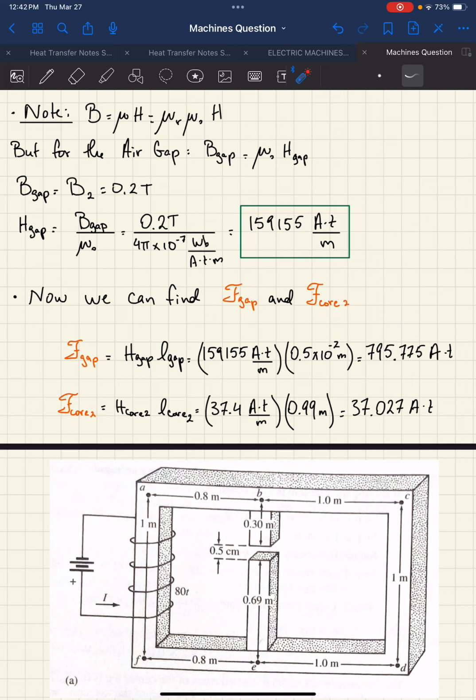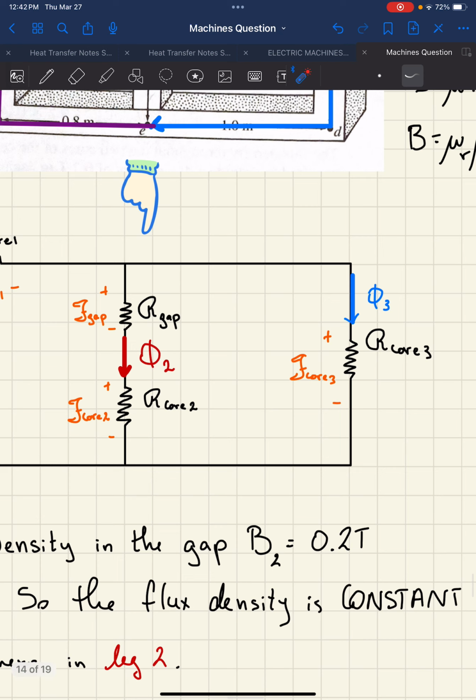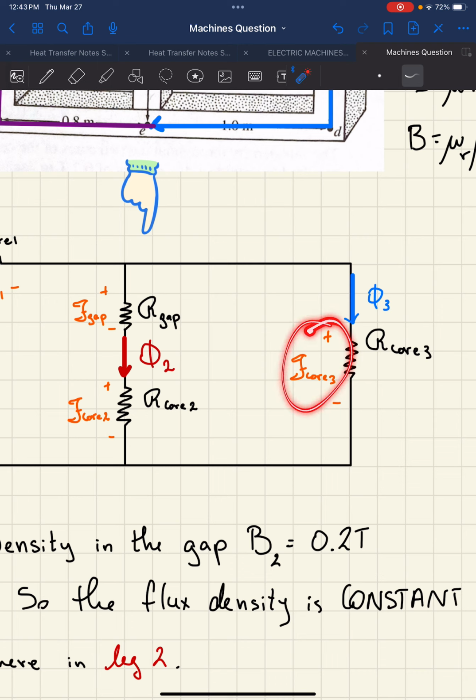We're going to get a third one real quick right now. Take a look at this whole branch, which is resistance, R gap, and R2, or reluctance, rather. These guys are connected how with this reluctance? If you said parallel, you're correct. They share these two nodes. So this is in parallel with this, which means that this overall voltage from here to here is the same as this overall voltage. In other words, F core 3 is F gap plus F core 2.